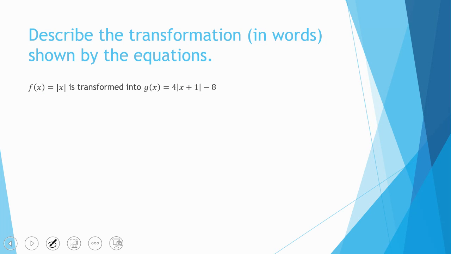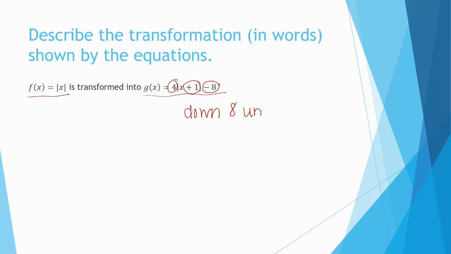Here I am going to describe the transformation in words again, shown by the equations. I have an absolute value parent graph. I'm transforming it over here, and I'm doing 3 different things. I'm multiplying by 4, I'm adding 1 inside the brackets, and I'm subtracting 8 outside. I'm going to start with the subtracting 8, and I'm going to work my way backwards. So subtracting 8, I know means that I have moved this down 8 units.